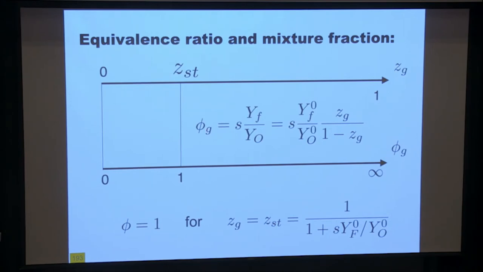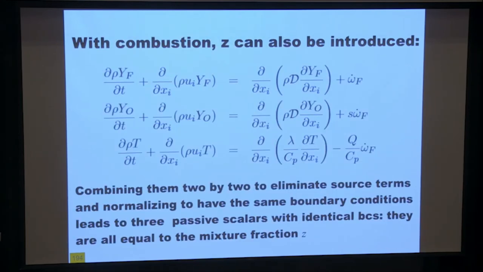But there's a special value here. When you are stoichiometric, Z must be equal to what we call Z stoichiometric. If you replace phi equal 1 in this expression, you find Z stoichiometric, and it's 1 over 1 plus S YF0 divided by YO0. Okay? This is simple stuff, no rocket science for the moment. You will see that this stoichiometric value will come back in a minute. So that was easy. Let's go to combustion.